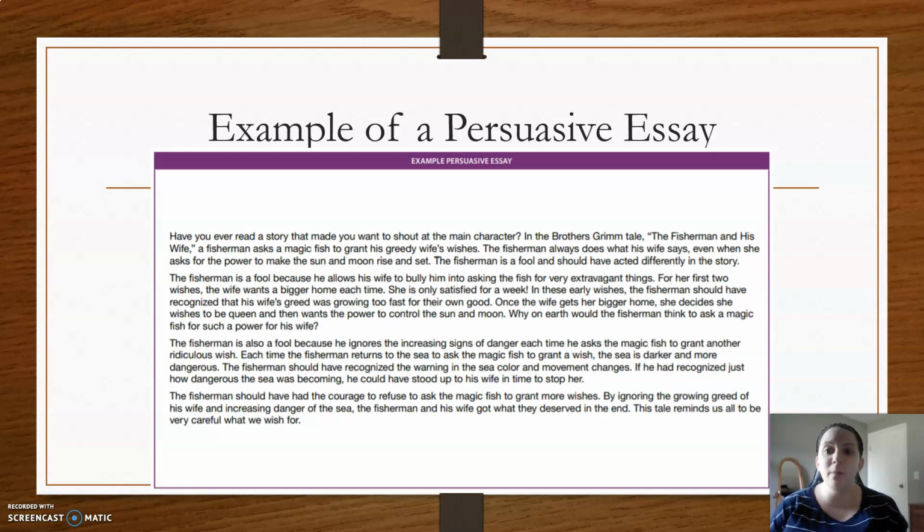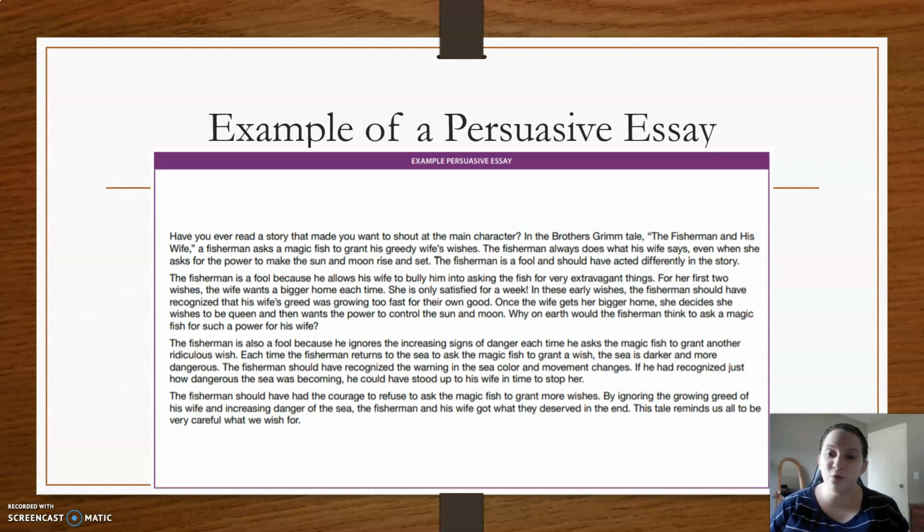The fisherman is a fool because, now I'm giving you my reasons, he allows his wife to bully him into asking the fish for extravagant things. For her first two wishes, the wife wants a bigger home each time. She's only satisfied for a week. In these early wishes, the fisherman should have recognized that his wife's greed was growing too fast for their own good. Once the wife gets her bigger home, then she decides she wants to be queen, and then she wants the power to control the sun and the moon. Why on earth would the fisherman think it's okay to ask for such power for his wife?